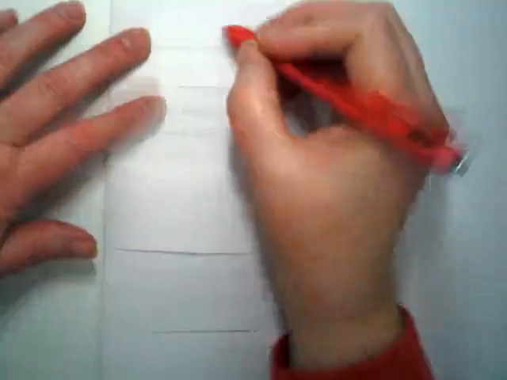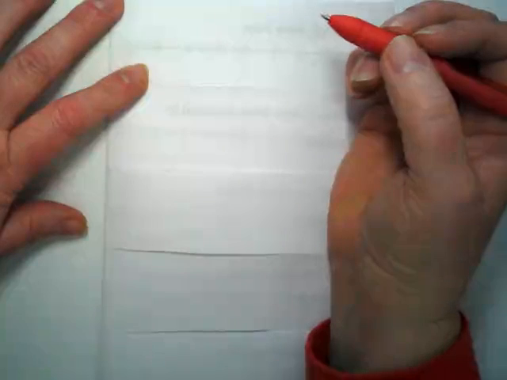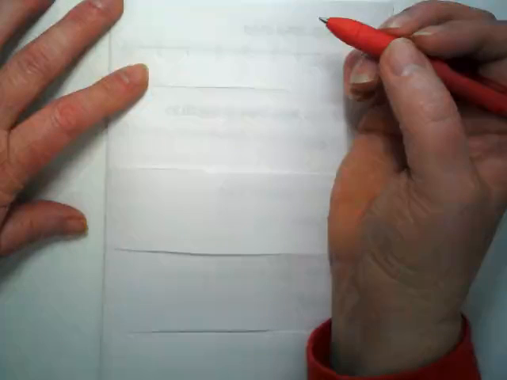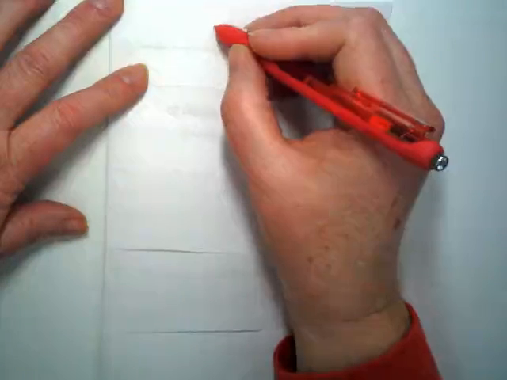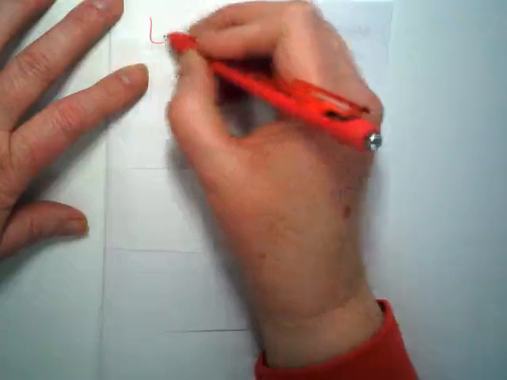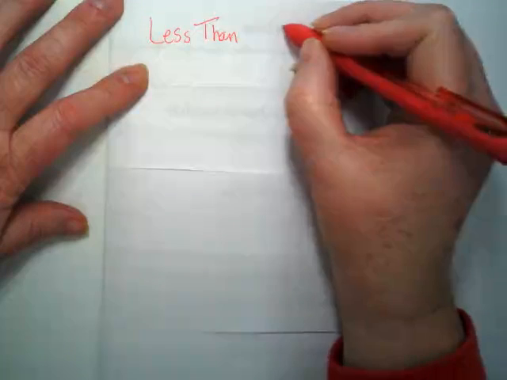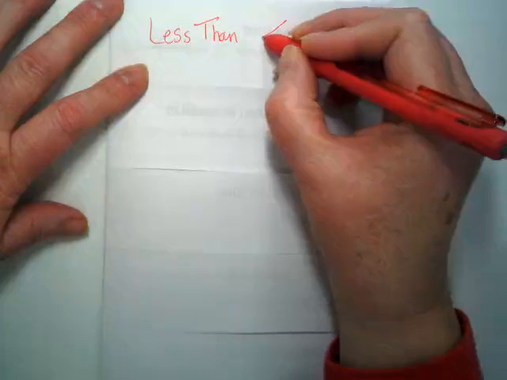As you saw by previewing chapter 3, it is all about inequalities. We have some symbols for inequalities that we use. At this point, I need you to put down the scissors and be with me for writing the notes. You can do the cutting after. We're going to label this top one as less than. The symbol for less than looks like this.